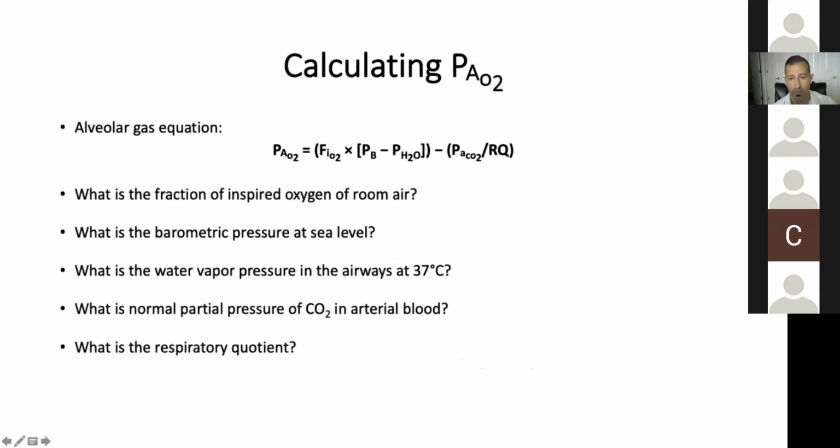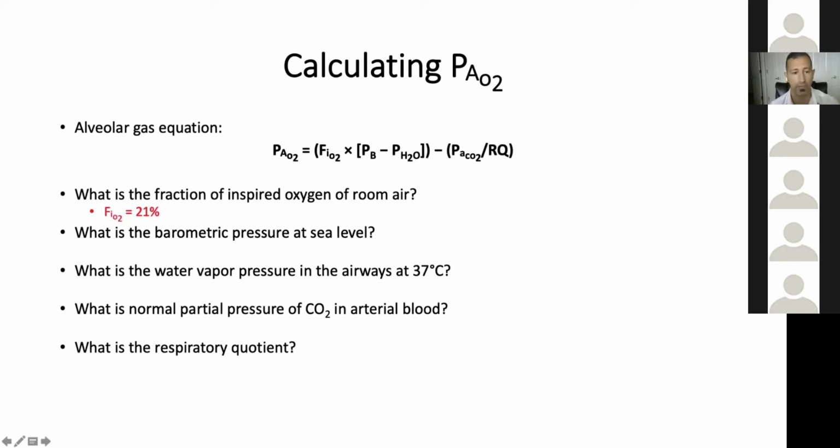So let's focus for a moment on big AO2. This uses the alveolar gas equation. I know sometimes it can be challenging to look at these equations, but this is one of the equations in medicine that I would really encourage everyone to commit to memory. It's very good for understanding physiology, much like cardiac output equals heart rate times stroke volume is excellent for understanding hemodynamics. The alveolar gas equation is very helpful for understanding hypoxemia. So let's go through this equation.